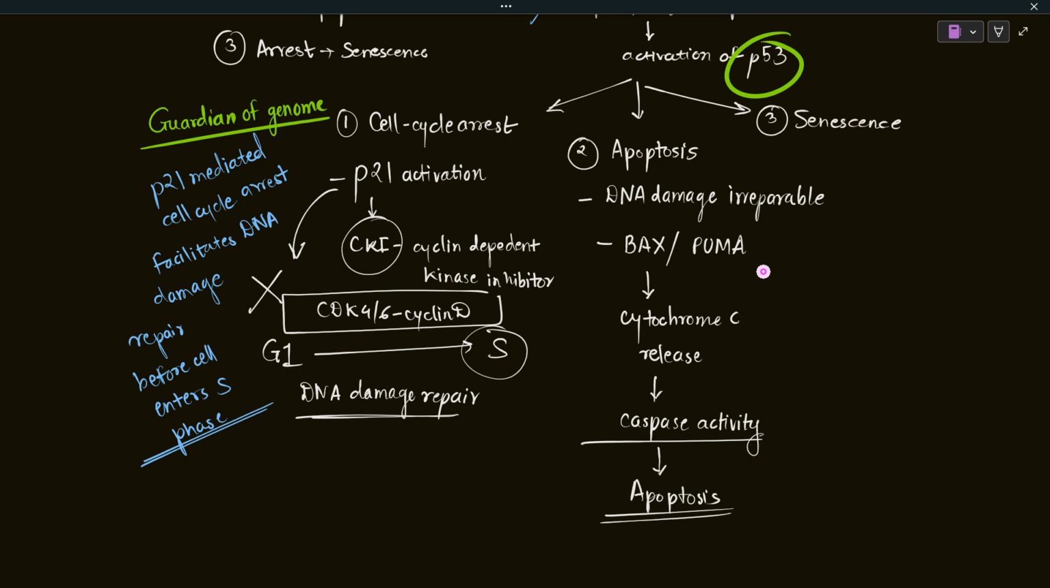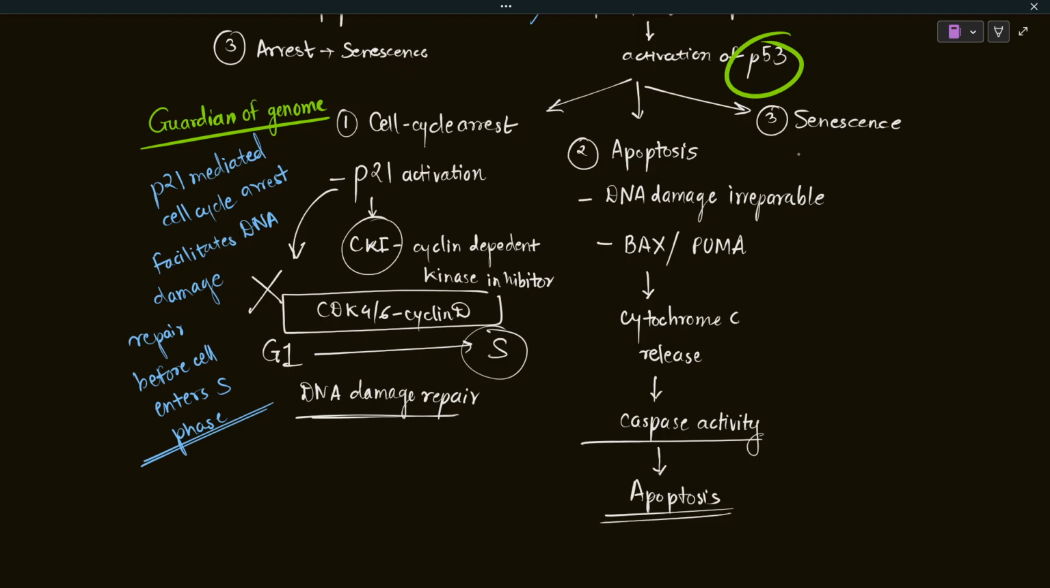For now, just remember that whenever P53 is activated, it is going to activate BAX or Puma, and BAX and Puma do the cytochrome C-mediated apoptosis. If you don't know the pathway, don't worry about it. We will be discussing those pathways in detail. So this is how, through the activation of BAX and Puma, P53 leads to apoptosis.